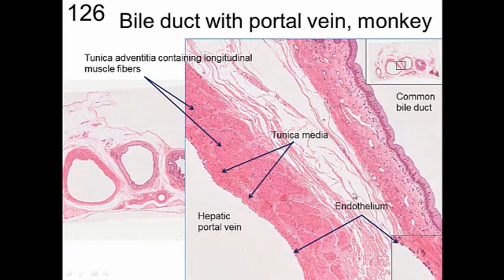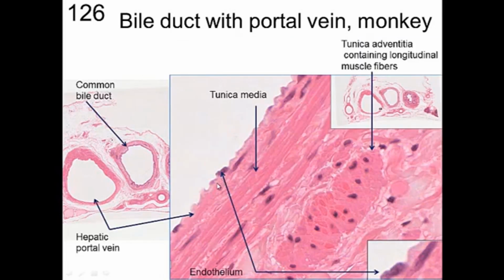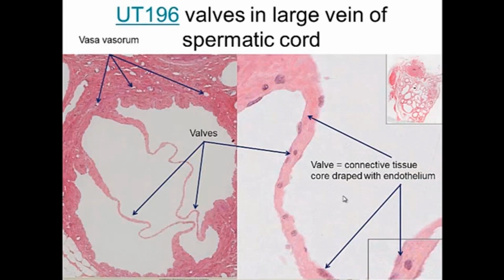And note that this is quite different than the epithelium that you see on a common bile duct. This is simple columnar, and this is simple squamous. And you will see the simple squamous cells, the endothelial cells, in this vein where it has bundles of smooth muscle in the adventitia media. So this would be the intima, media, and the adventitia out through here.